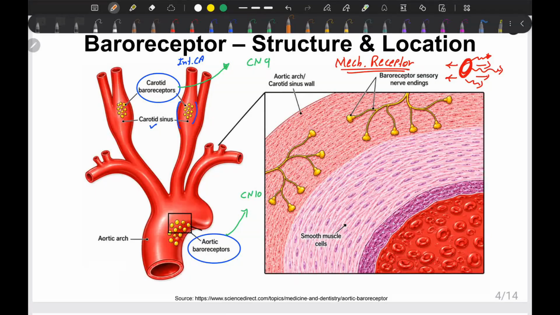If we want to be more specific, one branch of cranial nerve 9 is known as Hering's nerve, and this is the afferent of the carotid baroreceptor. Similarly, for the aortic baroreceptor, the branch of the vagus nerve, or the 10th cranial nerve, which supplies it is known as the aortic depressor nerve. So we now know the location and structure of the baroreceptor. Structure wise, the important thing is that these are mechanoreceptors. So as you stretch them more, the baroreceptor will fire more, and as it stretches less, the firing will be less. So far so good.